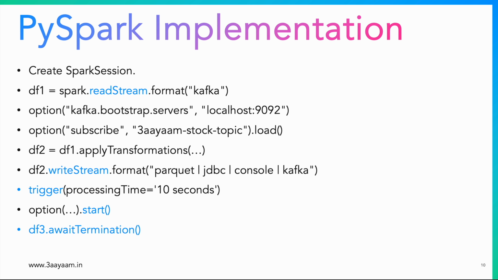And a very important API is the await termination. We'll have to make sure we provide this API also, or else the streaming application will run just once and then stop. Nothing would happen. That's why you'll have to use this API, which is await termination, so that the stream application keeps on running till the time we terminate application by ourselves, either for an error or we manually stop that application.